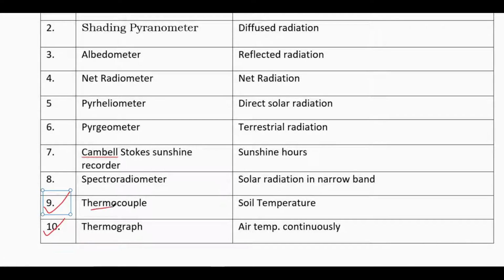Thermocouple is used for measuring soil temperature, while thermograph is used for measuring air temperature. Wherever the term graph is used, it is used to monitor a parameter continuously. For example, a barograph is used to measure pressure in a continuous manner. Same is the case with thermograph. It is used to measure air temperature continuously.